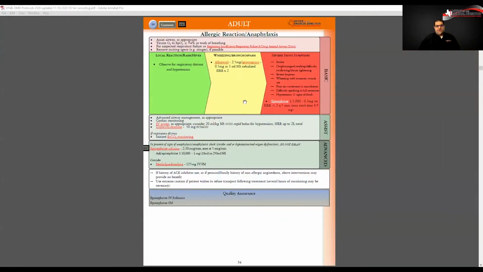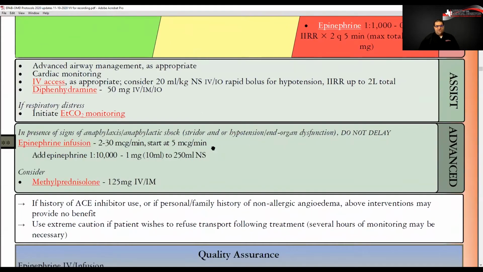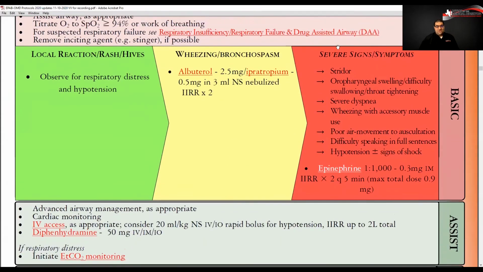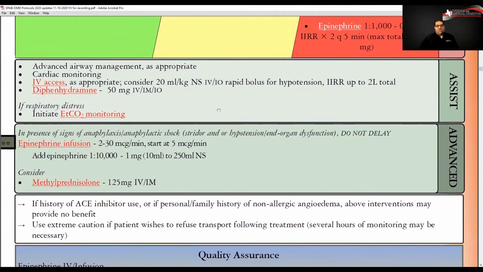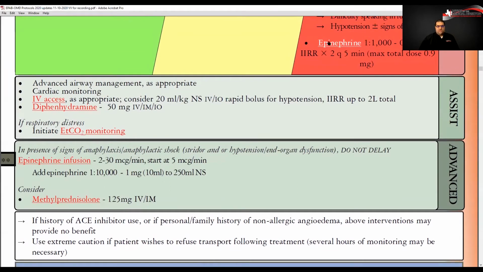So on the adult allergic reaction page, there's no real changes at the basic level. Down at the advanced level, again, you have that new starting dose of 5 micrograms per minute if you're giving an epinephrine infusion for severe anaphylaxis. Again, remember, severe anaphylaxis is actually easier to be in than you think. If you have any sort of oropharyngeal swelling or severe dyspnea, stridor, wheezing, etc., IV epinephrine is the drug of choice. And the safest and cleanest way to do that is an epi infusion here. If you don't have an IV started yet, or you need more rapid administration, you can start with intramuscular epinephrine, but be prepared to do that epi infusion down the line.